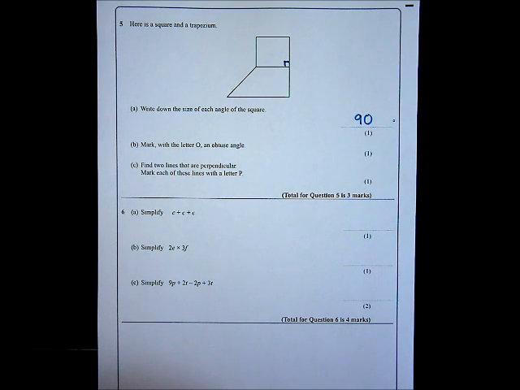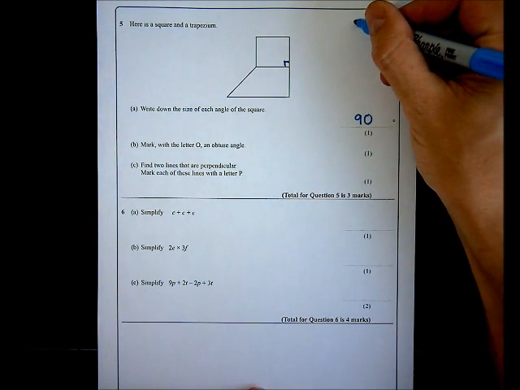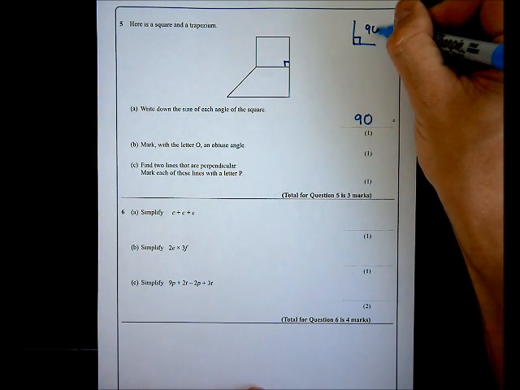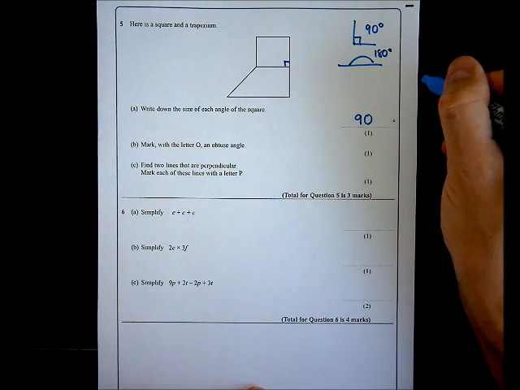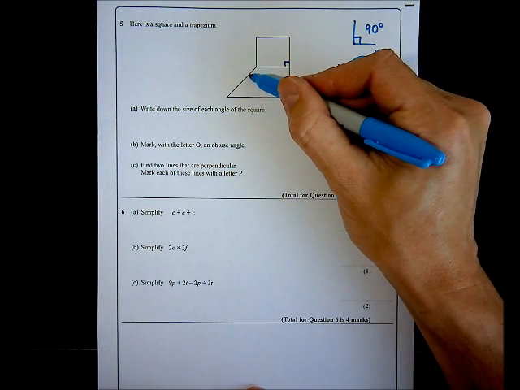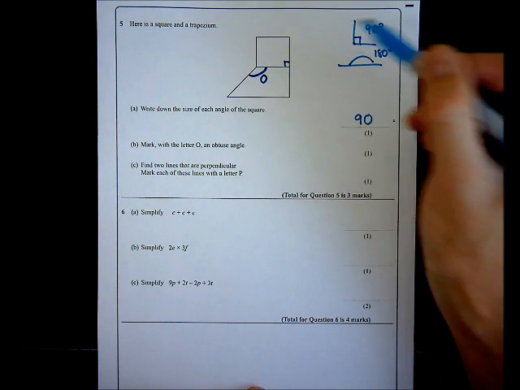In part B, I'm asked to mark with the letter O an obtuse angle. Now, an obtuse angle is more than 90 degrees, but less than a straight line at 180 degrees. So what I'm looking for is this angle in here, and I'm going to mark that with an O.